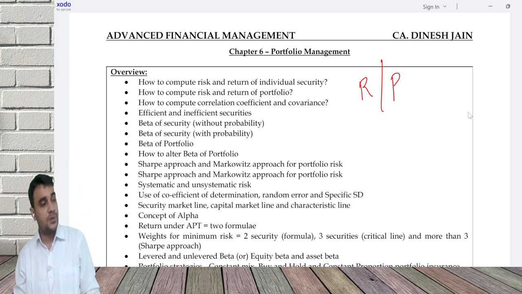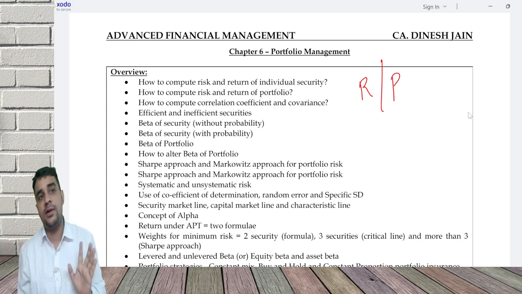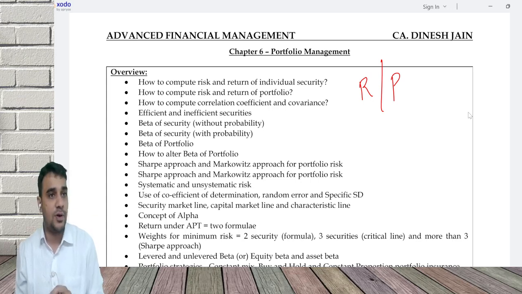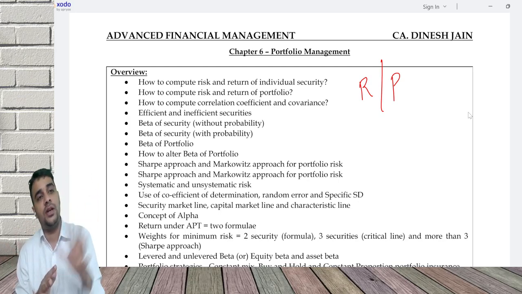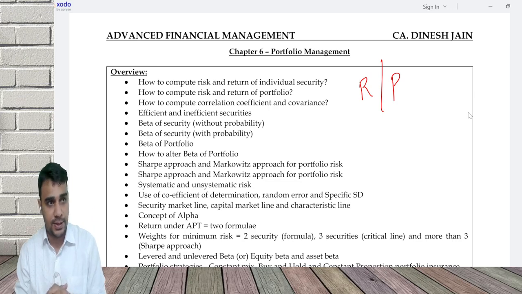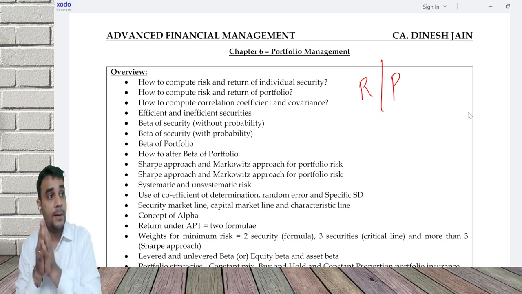ICAI has different approaches, but I don't want to get into multiple approaches. Make it very simple. We will assume equal probability except at one place, which is beta computation. I'll explain that there. That's why in the overview, there's beta of a security without probability and then with probability. Now, how do I compute return? NAV1 minus NAV0 plus D1 plus CG1, divided by NAV0, into 100.